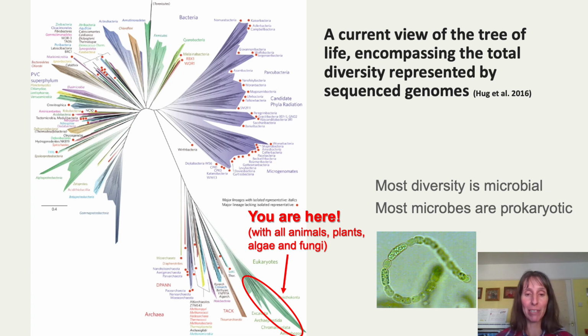So here we are with the prokaryotes, humans lumped in with other animals, plants, algae and fungi. So we make up, and by we, I'm lumping ourselves in with algae and fungi here, we down here, the eukaryotes, are much less diverse than all the prokaryotic organisms. And the picture on the right is my favourite prokaryote, which is a blue-green alga.